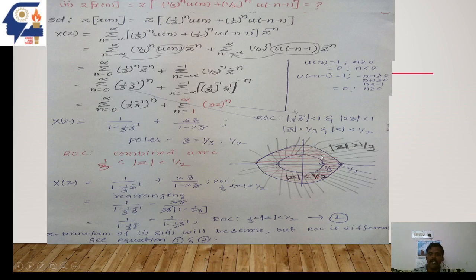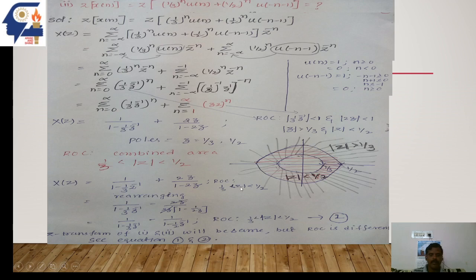Mod z greater than 1/3 is indicated by pencil, and mod z less than 1/2 is indicated by red mark. This is the combined area: mod z greater than 1/3 and mod z less than 1/2. So the ROC is exterior to the circle of radius 1/3 and interior to the circle of radius 1/2. It is a disk or ring whose area is exterior to the circle of radius 1/3 and interior to the circle of radius 1/2.